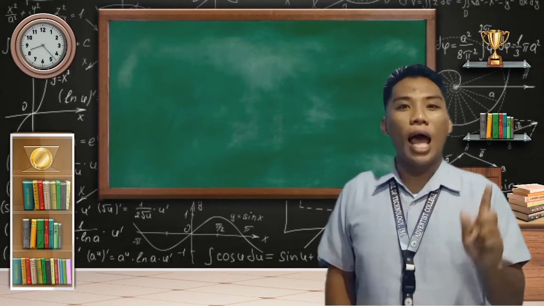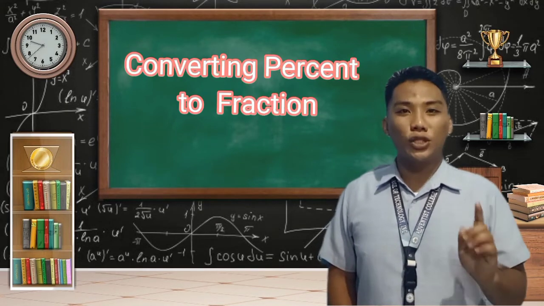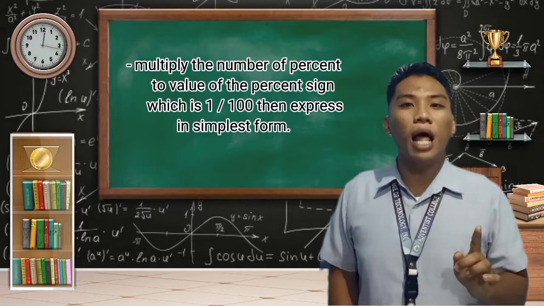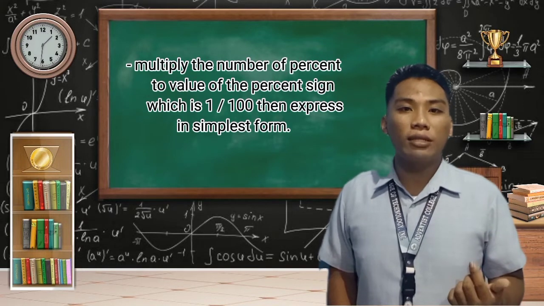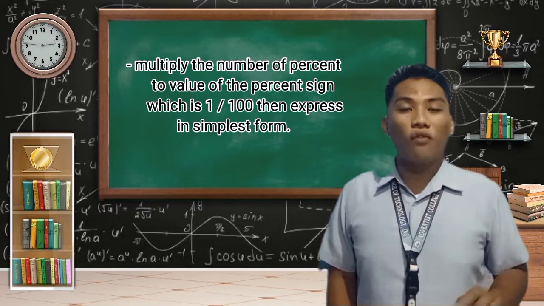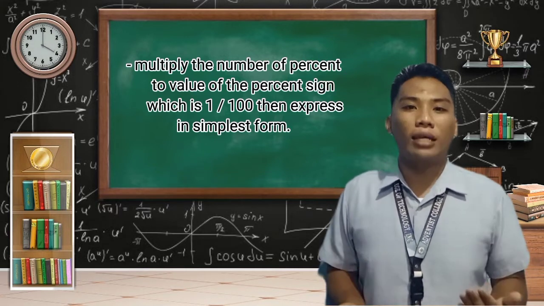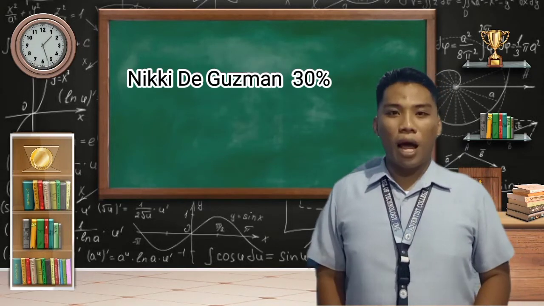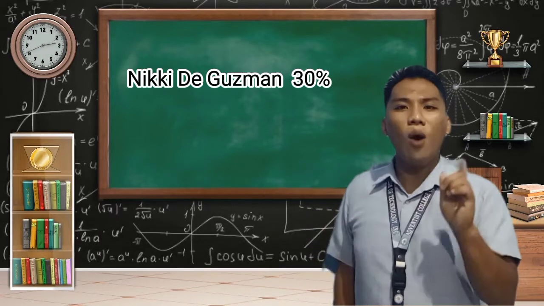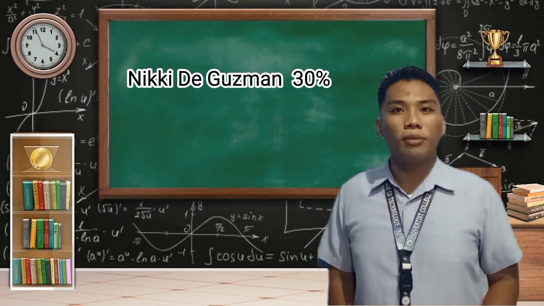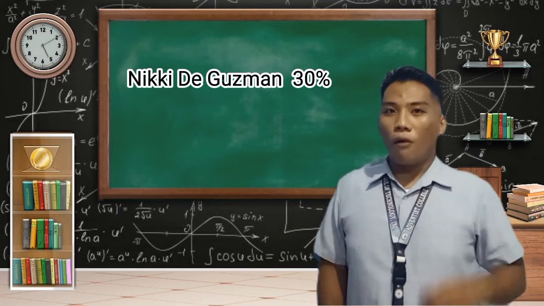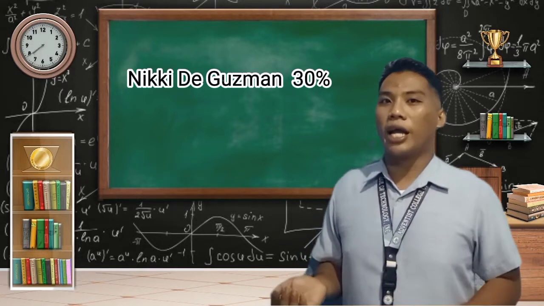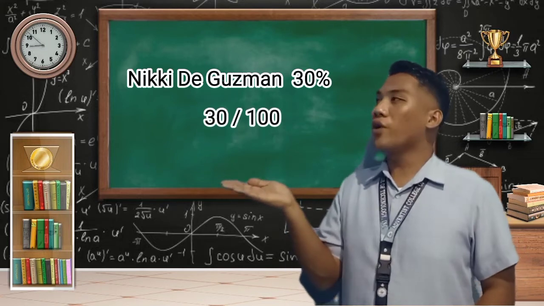And now, class, let us proceed to converting percent to fractions. To convert percent to a fraction, multiply the number of percent by the value of the percent sign, which is 1 over 100. Then express it in simplest form. For example, Miss Nikki de Guzman garnered 30%. How can you write this in fraction form? Anyone? Very good. So, in fraction, it can be written as 30 over 100.